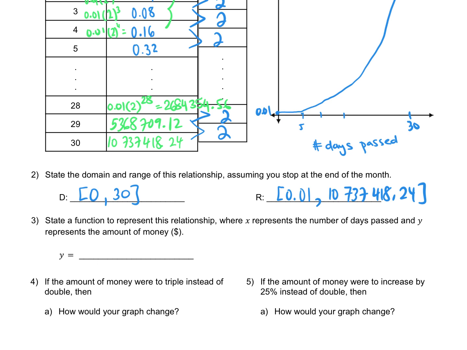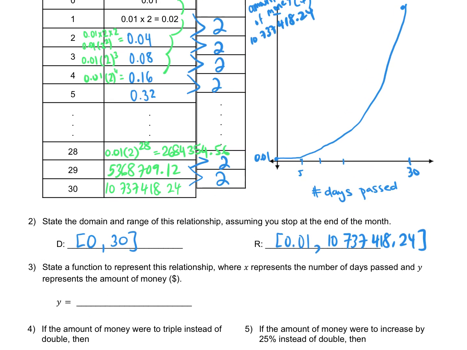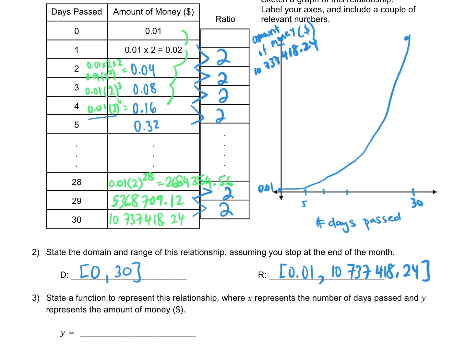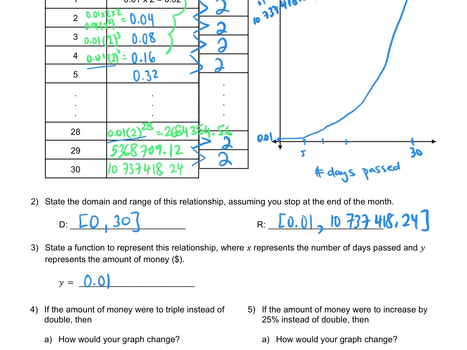Okay, let's try to state a function to represent this relationship where x represents the number of days passed and y represents the amount of money. If we just look at our table of values to see how we got these values here, it looks like we took the 0.01 and we were multiplying by 2 for how many days have passed. So 0.01 times 2 to the power of x days. So instead of doing 2 times 2 times 2 x times, we can show it in that exponential form.